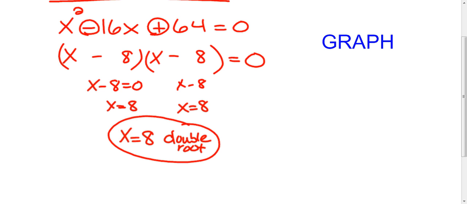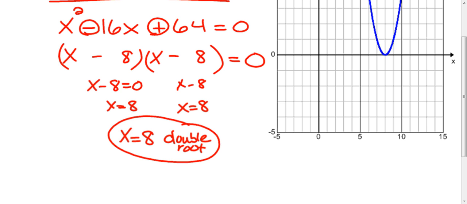And let me show you how that looks for the graph. When it's a double root, what that means is that the vertex of the graph is the spot where it crosses the x-axis. So it only crosses in one spot, which happens to be the vertex, is what touches the axis, okay? So x equals 8 there is a double root.